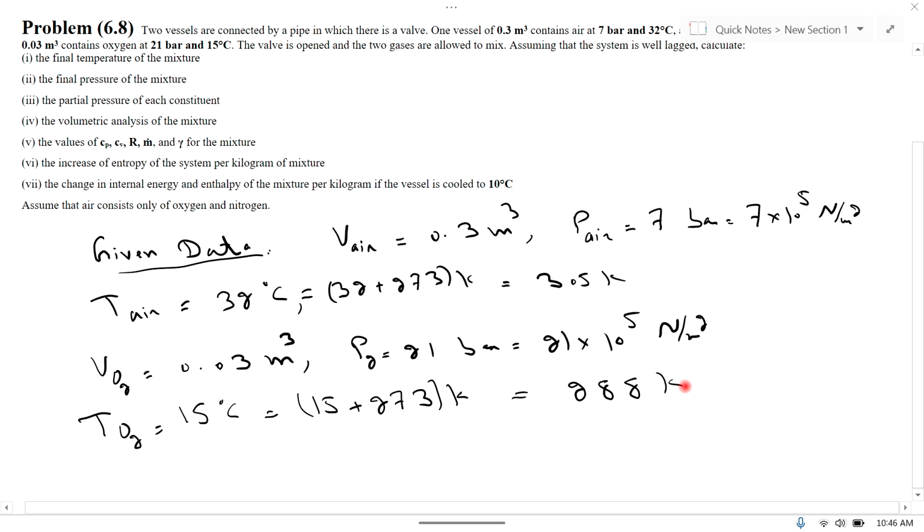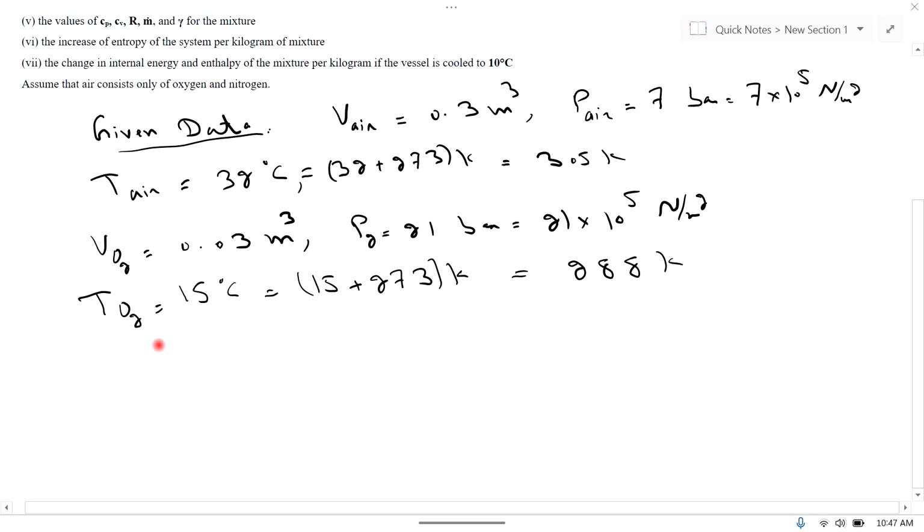Now the wall is open and the two gases are allowed to mix. Now the air and oxygen are mixed. Assume that the system is well lagged. Calculate. Now the wall is open and both gases are mixed. Now total volume of the mixture, meaning the mixture of oxygen and air. So total volume of the mixture is 0.3 cubic meter plus 0.03 cubic meter, which is equal to 0.33 cubic meter.